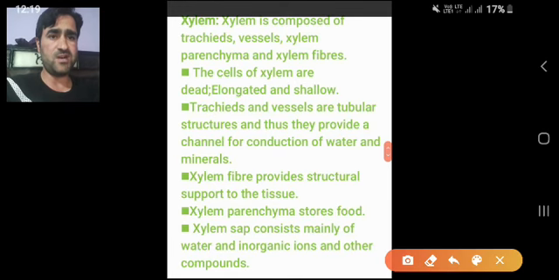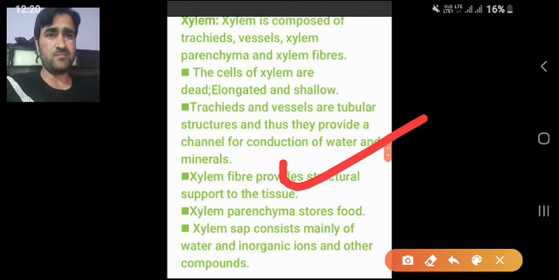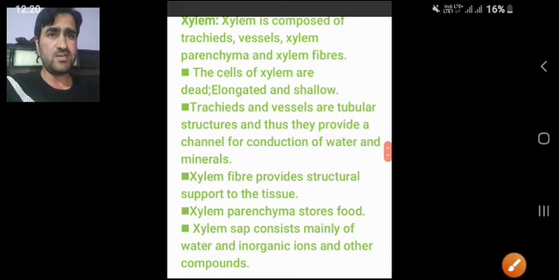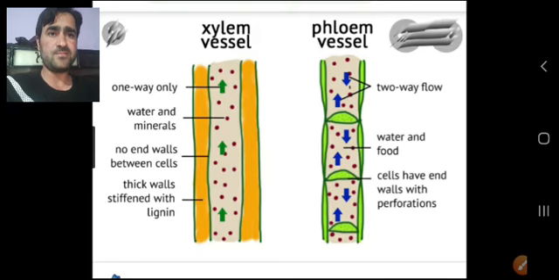Xylem fibers provide structural support to the tissue, while xylem parenchyma stores food. Xylem sap consists mainly of water and inorganic ions and other nutrients. That means xylem tissue not only helps in the conduction of water but also other inorganic ions and nutrients that are required by the plant body.